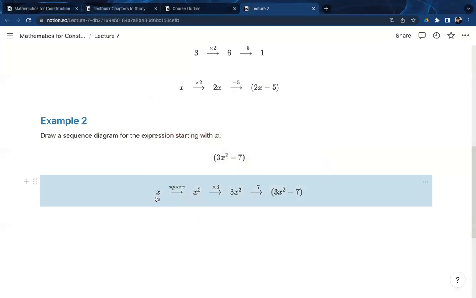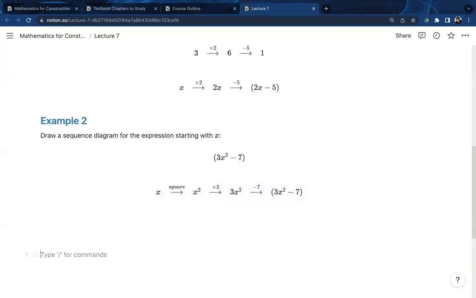Some people say, well, if you start with x multiplied by 3x, that's not actually the right thing to do, because you want to apply an operation, right? Multiplying by 3x is not an operation. Multiplying by 3 is an operation. Multiplying by x is an operation. You need to break it up a little bit smaller, okay? So the first thing you do is you square x, then you multiply by 3, then you subtract 7, okay?